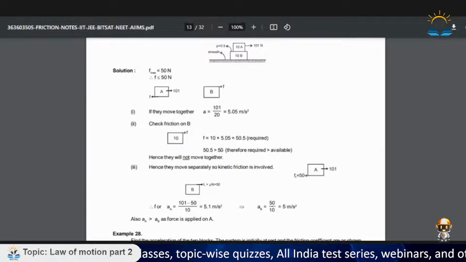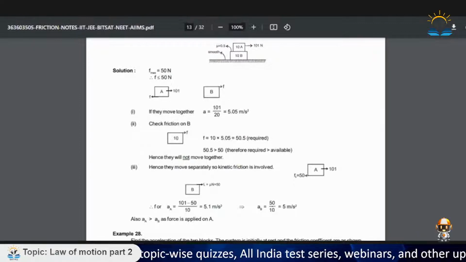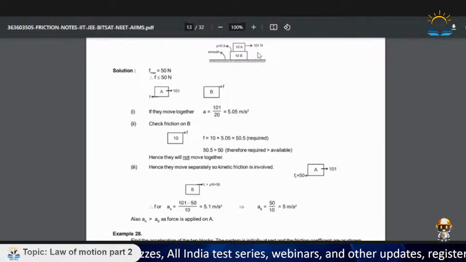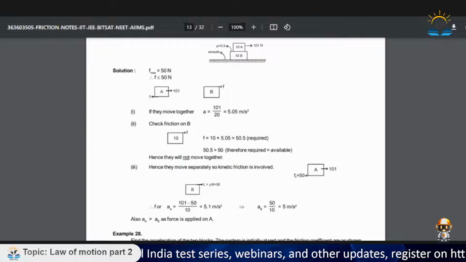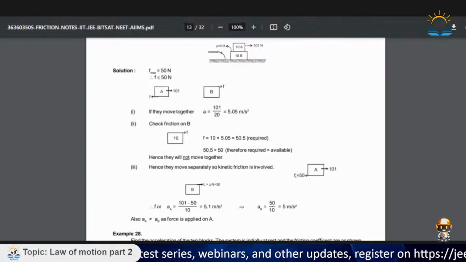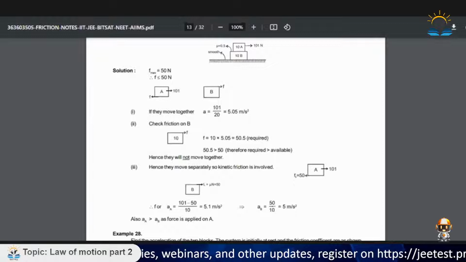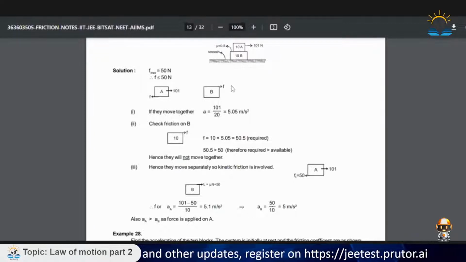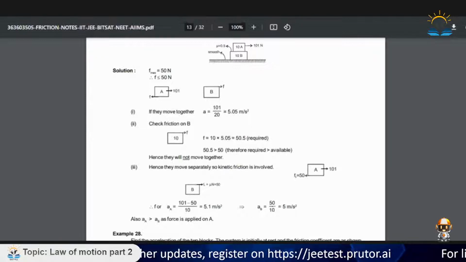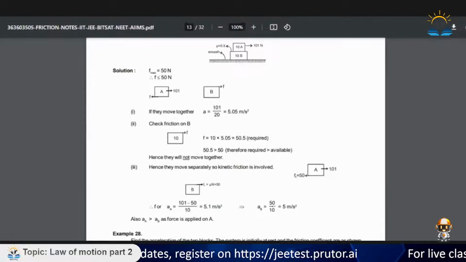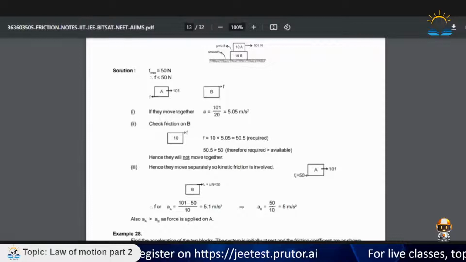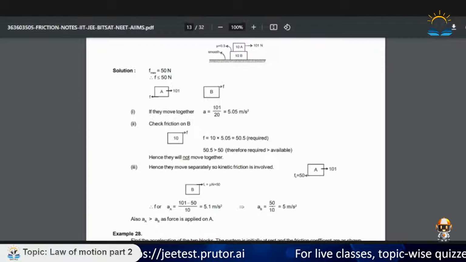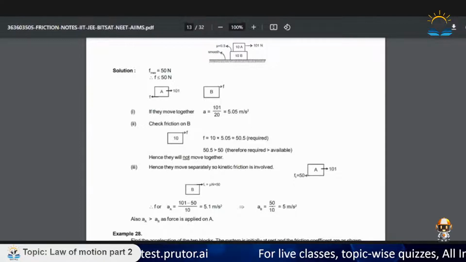And from this, here we know the maximum friction force can be 50 newtons. But if we try to compute the friction force here, that comes out to be 50.5. 50.5 is greater than 50 newtons. So our assumption becomes false. So from here we know that they are not moving together. So we will take another case that they are moving separately.